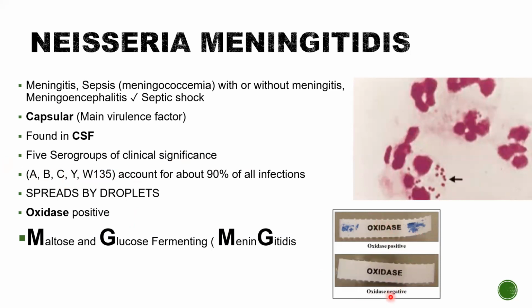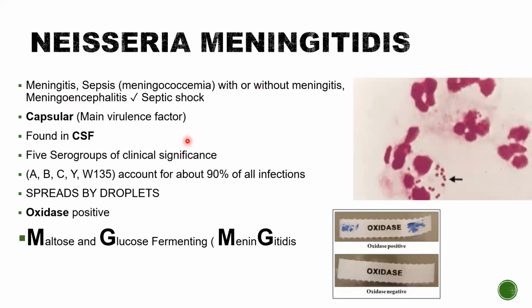So if he gives you this picture, or gives you an organism that is oxidase positive and is suspected to cause meningitis, for example, what's most likely the organism? Neisseria meningitidis. So it can either cause meningitis alone, or sepsis with or without meningitis, or meningoencephalitis. Meningo means it affects the meninges, which are like the outer layers of the brain. Encephalitis means it affects the actual brain itself, not the coverings of the brain. You don't need to know this, it's just if you want to tell the difference.